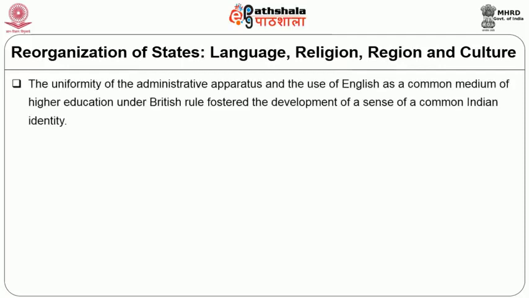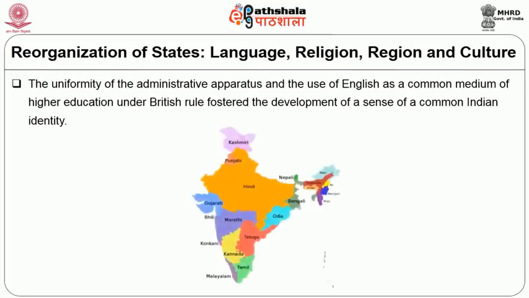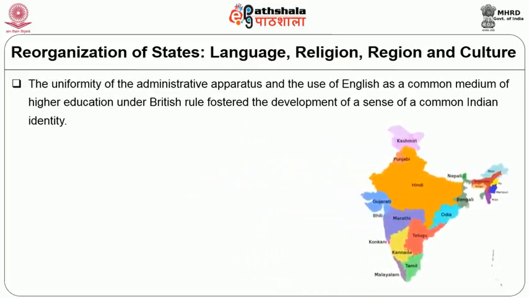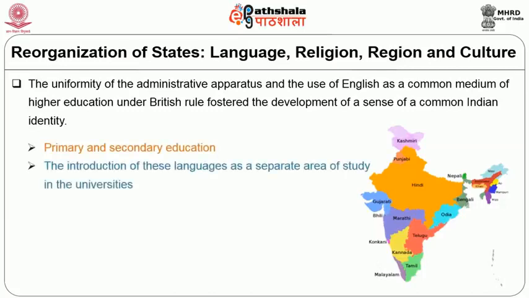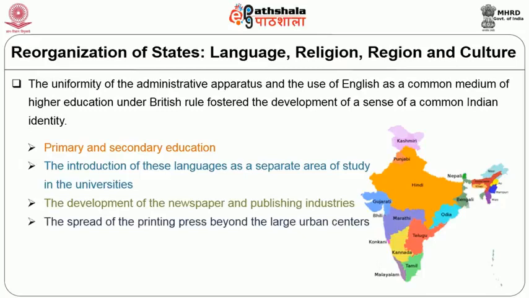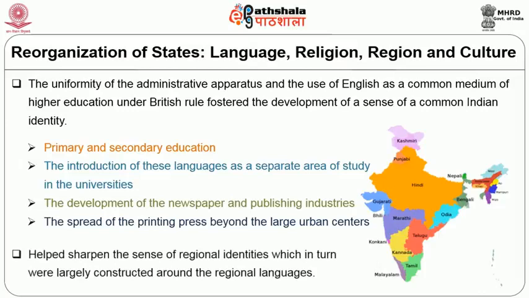The uniformity of the administrative apparatus and the use of English as a common medium of higher education under British rule fostered the development of a sense of a common Indian identity. However, concurrently, the use of Indian languages in primary and secondary education, the introduction of these languages as a separate area of study in the universities, the development of the newspaper and publishing industries, as well as the spread of the printing press beyond the large urban centers, all these factors helped to sharpen the sense of regional identities, which in turn were largely constructed around the regional languages.